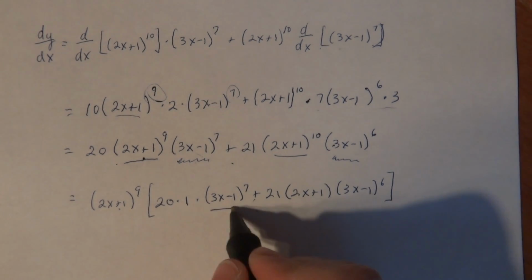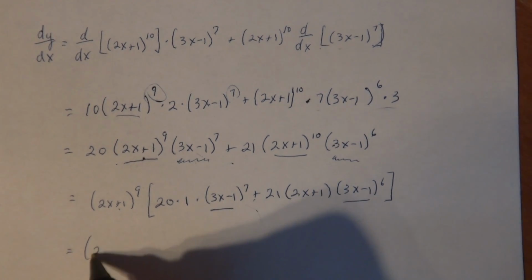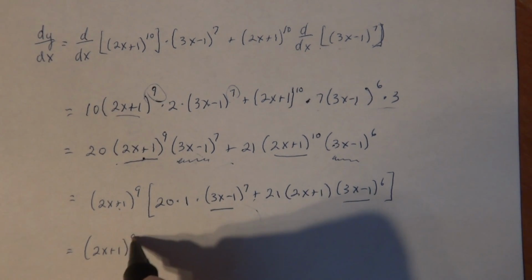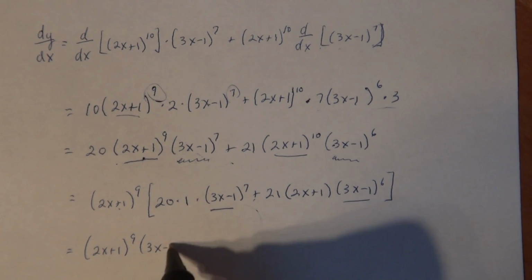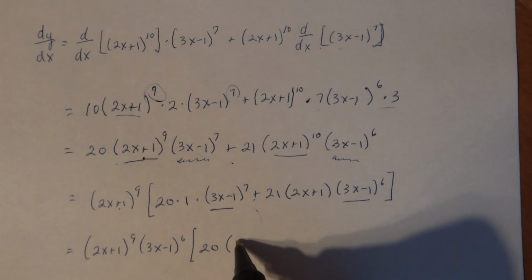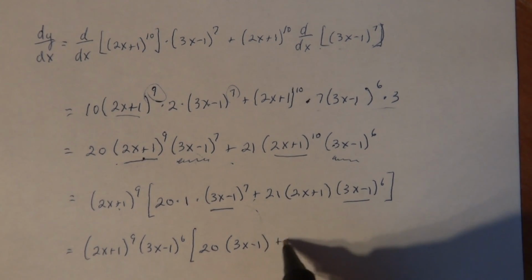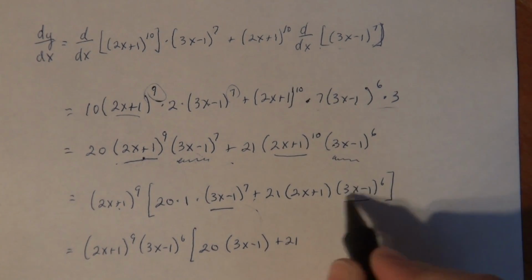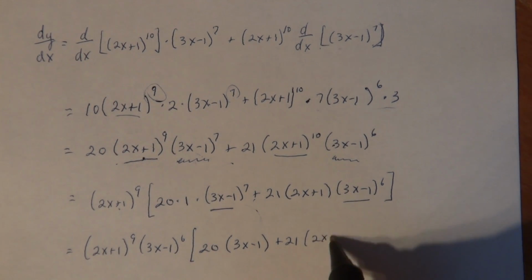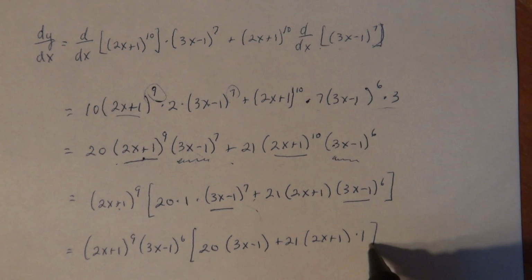Now I'm going to factor out (3x minus 1) to the 6th out of both. So (2x plus 1) to the 9th, (3x minus 1) to the 6th. Now in the first term, if I take that out, I'm left with the 20 times 1 comes along. Then I'm left with just 1, (3x minus 1). And then the 21 comes along, and I'm left with (2x plus 1). And then factoring all those out, I'm left with times 1 there.